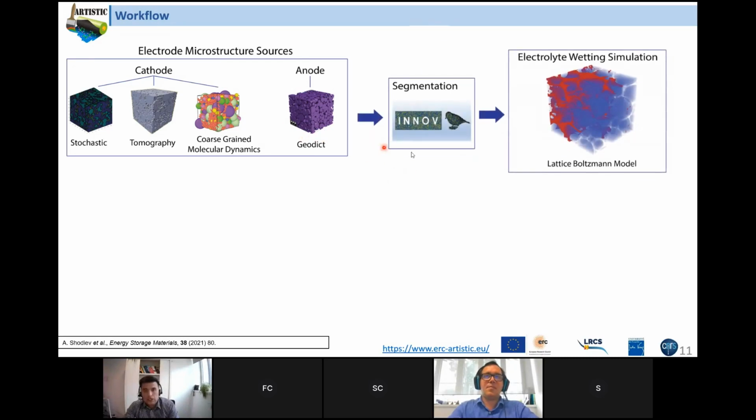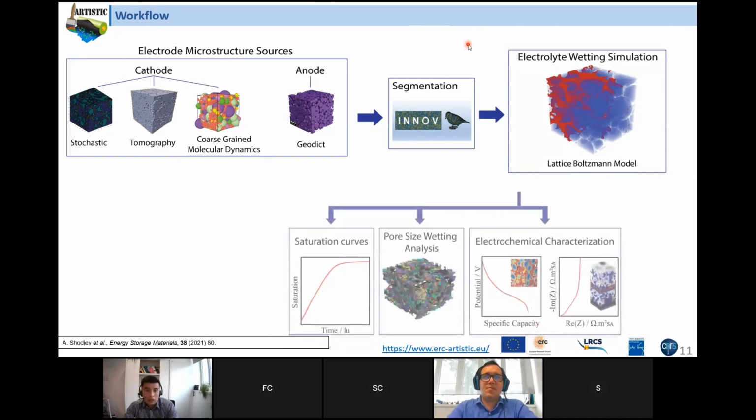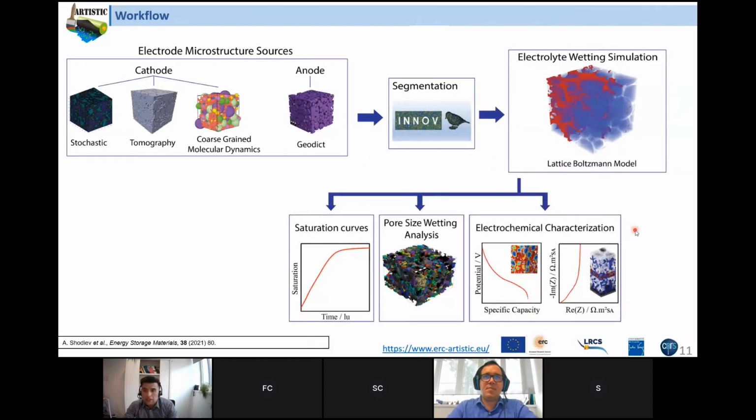Then these electrodes were segmented by Inov, which maybe Shushan will talk about. And then we imported these structures into electrolyte wetting simulations, which are lattice-Boltzmann models. Further, after the simulation is done, we did several kinds of characterization, such as saturation curves, pore size wetting analysis, or electrochemical characteristics. Saturation curves basically say saturation versus time. Saturation means how much volume is occupied by electrolyte.